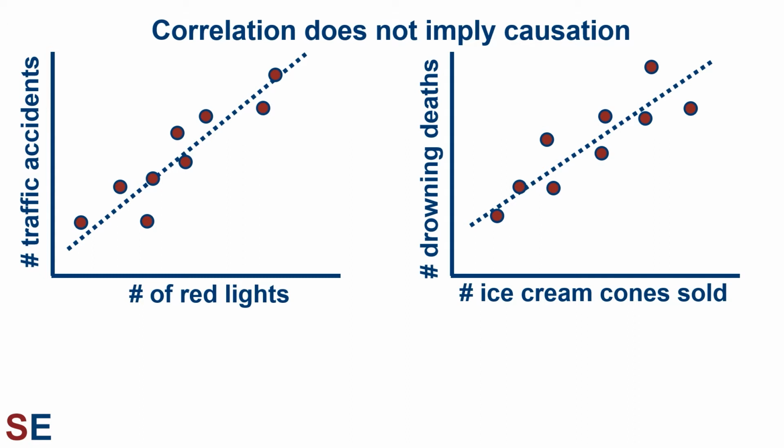What's really going on is that larger cities with more people will have more red lights and also more traffic accidents. The lights are not causing the accidents, the overall population size is causing both of those values together and creating the relationship that we see.